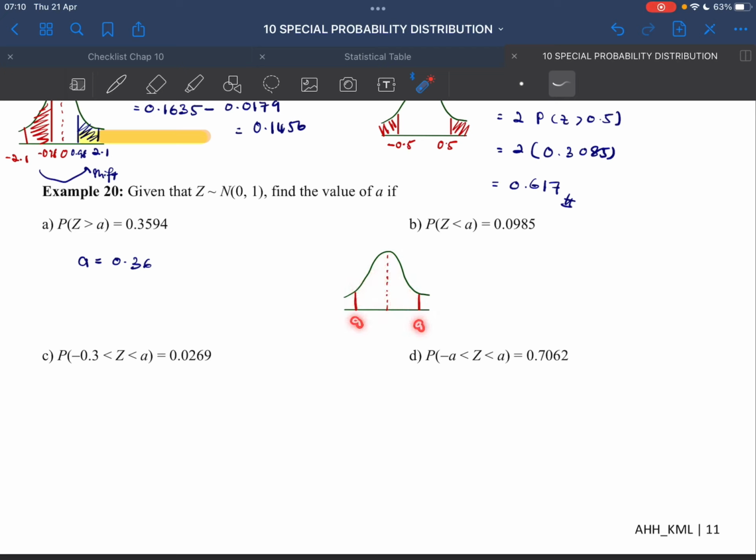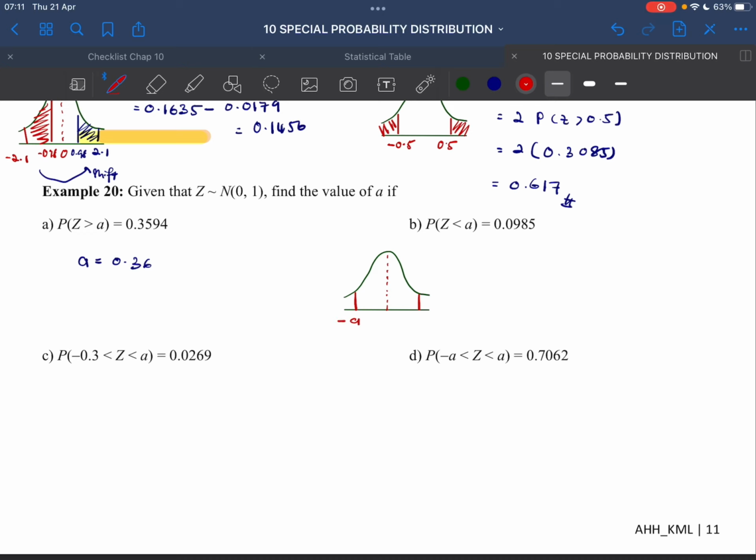We are going to look at the probability. The probability is 0.0985. Obviously, if your A is here, if this is your area, your probability has to be greater than 0.5, because one side is 0.5 plus this side, so it has to be greater than 0.5. Your probability given in the question is less than 0.5, so that means this is our A. Okay, that is our A. So on the left hand side, that means that is negative A.